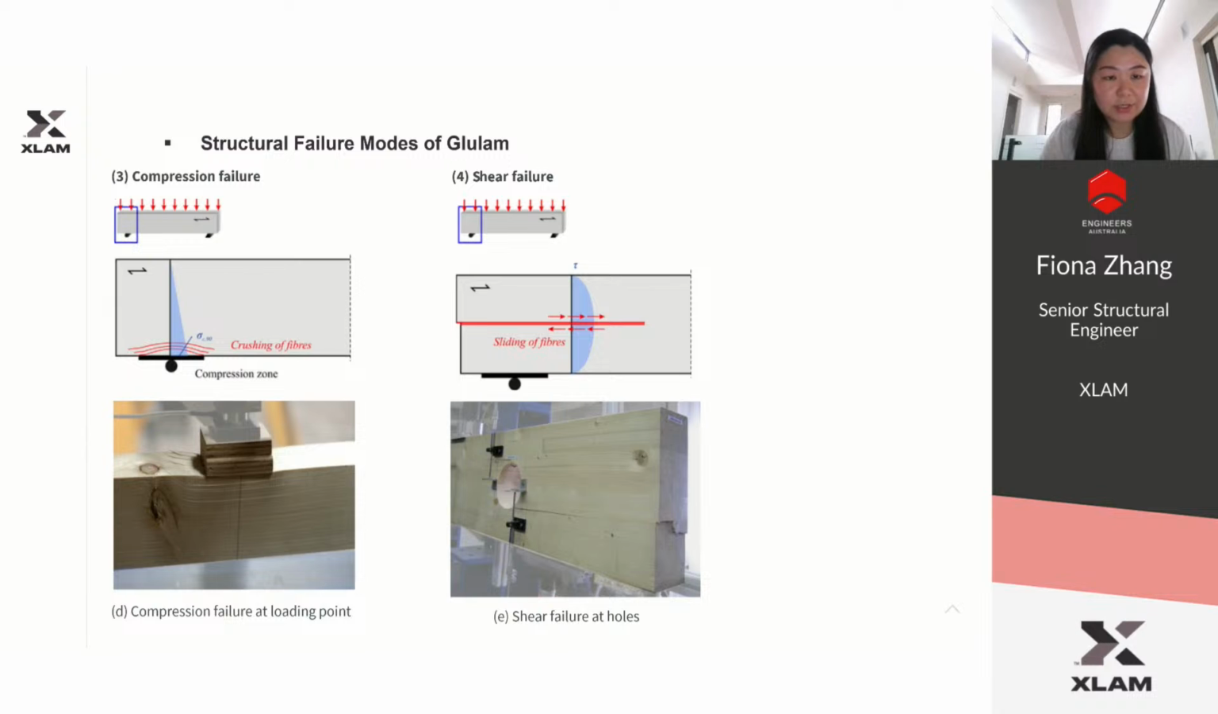For CLT, because it has low strength along the perpendicular grain, we need to pay attention to crushing failure. And with shear failure, when it comes to openings, just be careful. There's a high chance of shear failure near the opening, but we can do strengthening by using additional screws or steel plate.